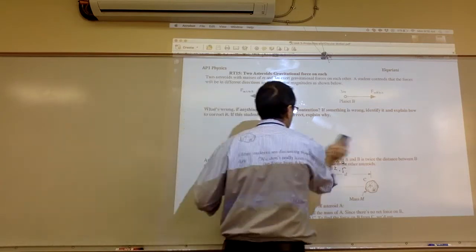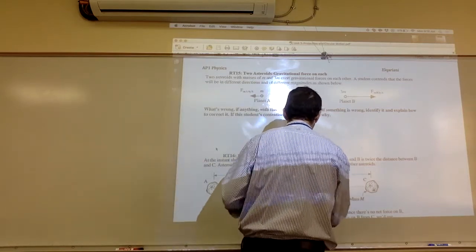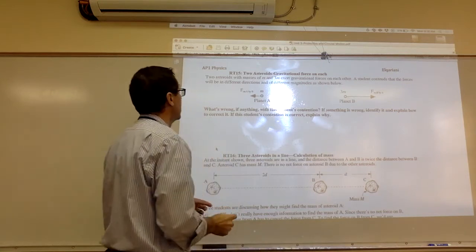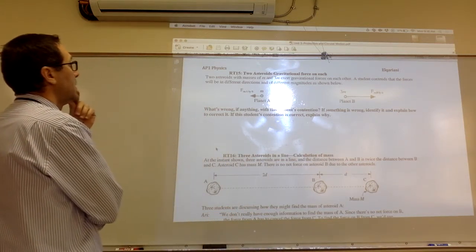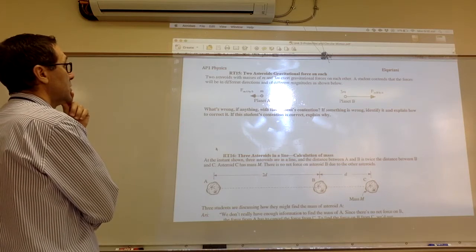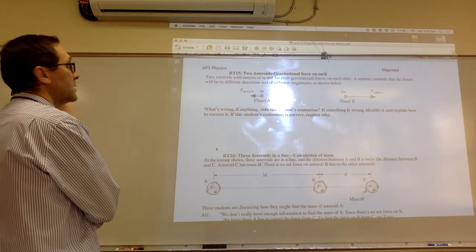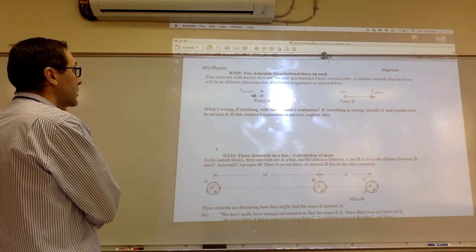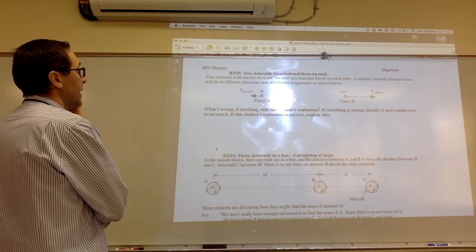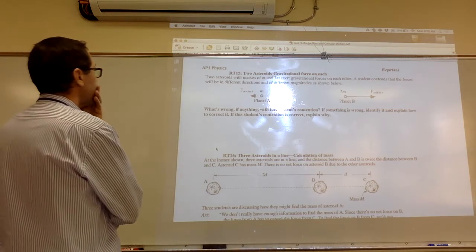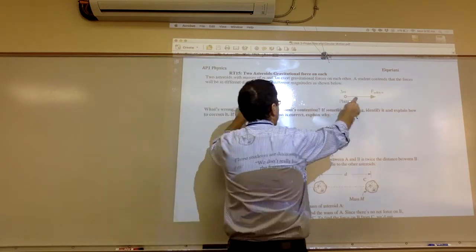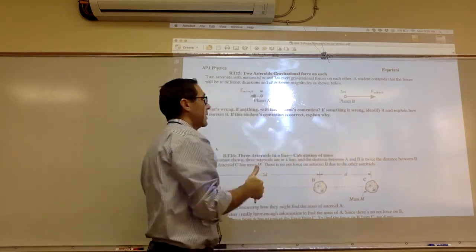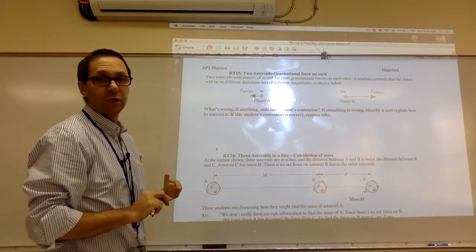Now let's look at some conceptual questions here where we have to explain. Two asteroids with masses of m and 3m exert gravitational forces on each other. A student contends that the force will be in different direction and of a different magnitude as shown. All right, there's a lot of things wrong with this. First of all, these two arrows have to be the same length, right? And that's because of Newton's third law.